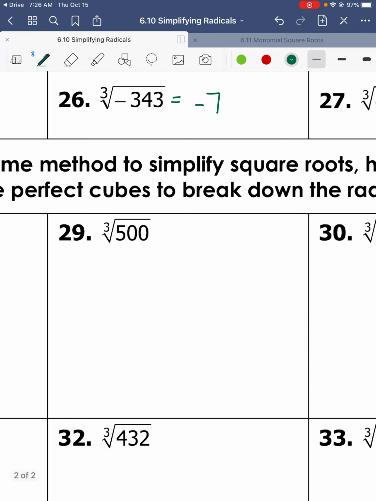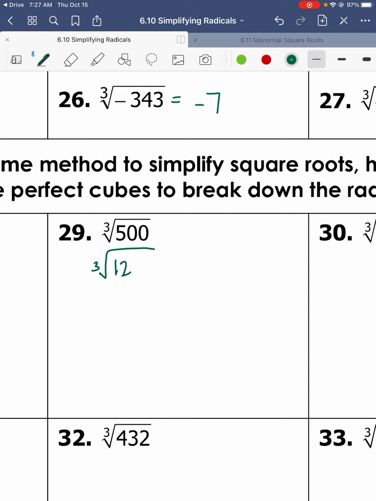Let's look at another one here. The cubed root of 500, okay? So you're going to have to get some practice in finding the factors of these numbers, but the more you practice, the better you'll get.